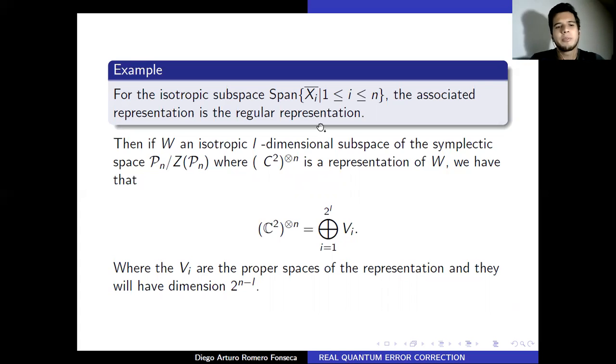Okay, so now if we remember some representation theory, we know that when the group is abelian, which of course is our case because Pn is abelian, the vector space is a direct sum of the eigenspaces. So if W is an L-dimensional isotropic space, then the space of n qubits is a direct sum of its eigenspaces, and each one will be of dimension 2 to the n minus L.